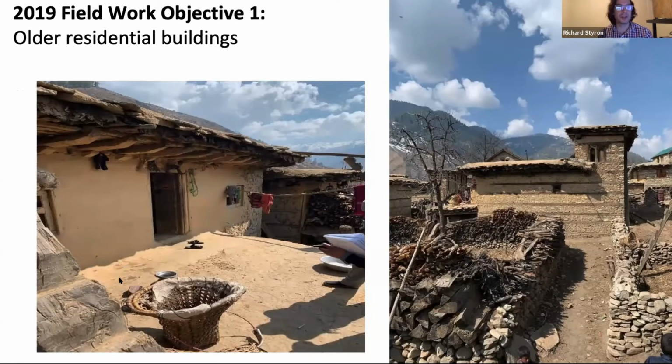So the first objective of the fieldwork was looking at older residential buildings. These are some examples of older mud and stone-based structures. They have a little bit of seismic reinforcement in terms of some kind of horizontal wooden bands in the buildings themselves, but for the most part, they're not very seismically resilient buildings.